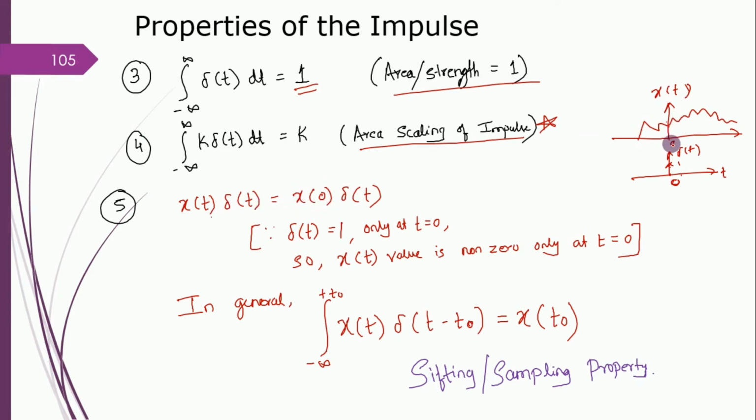What is the meaning of this? x of 0, this value, is a constant. x of 0 into delta of t. That's the meaning. So here the explanation has been written.